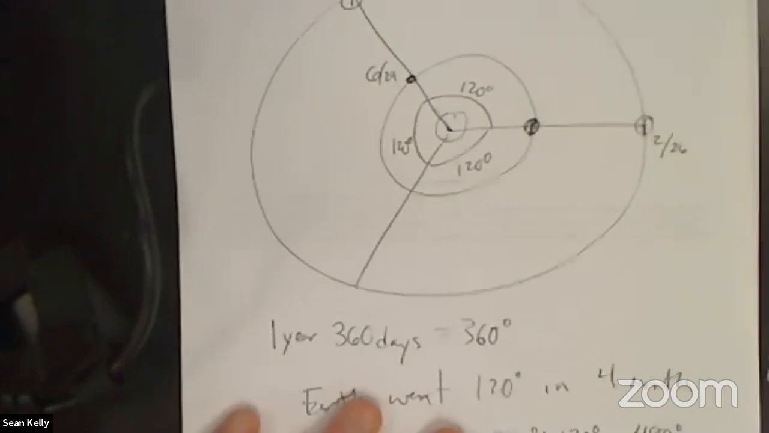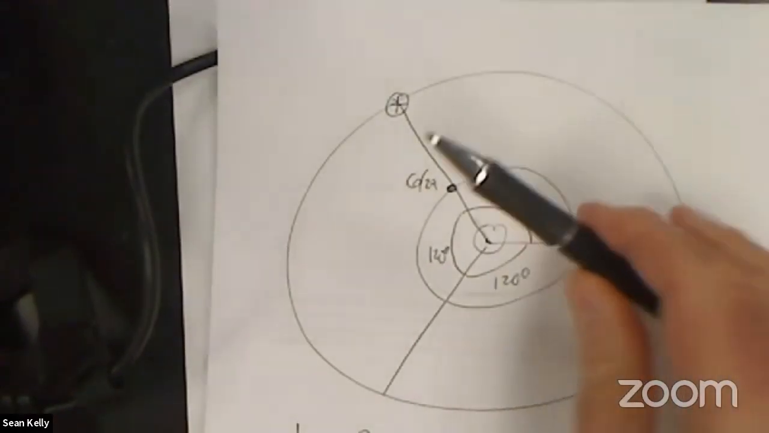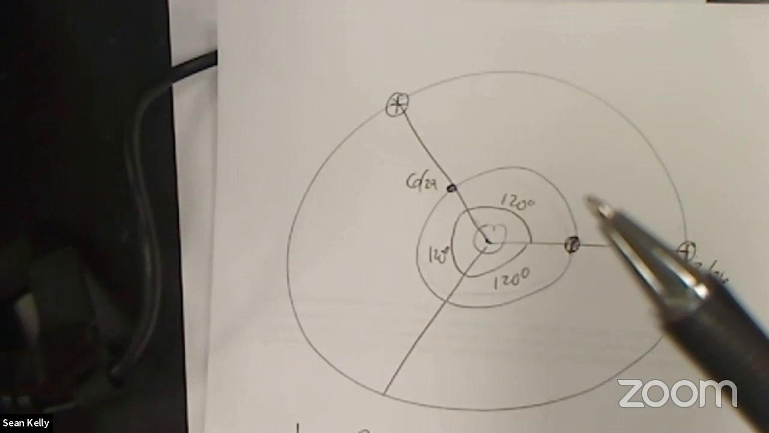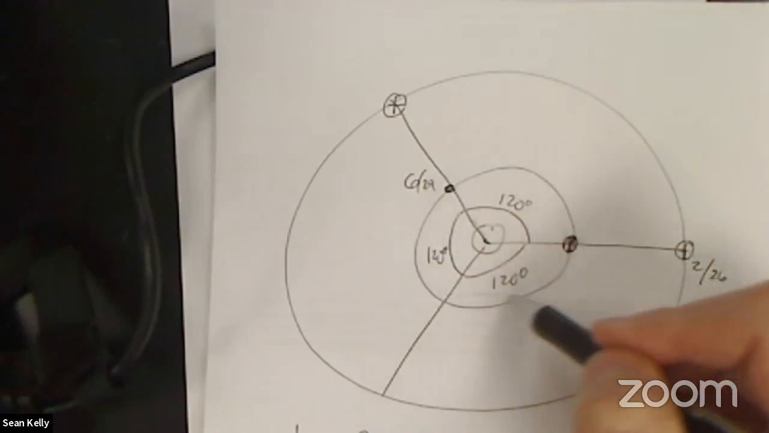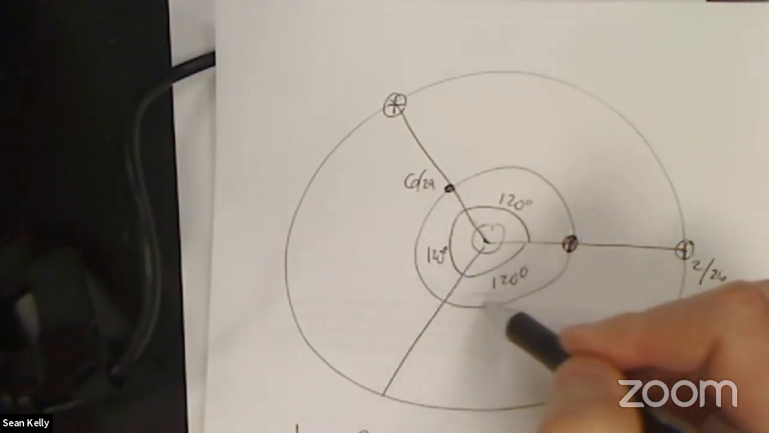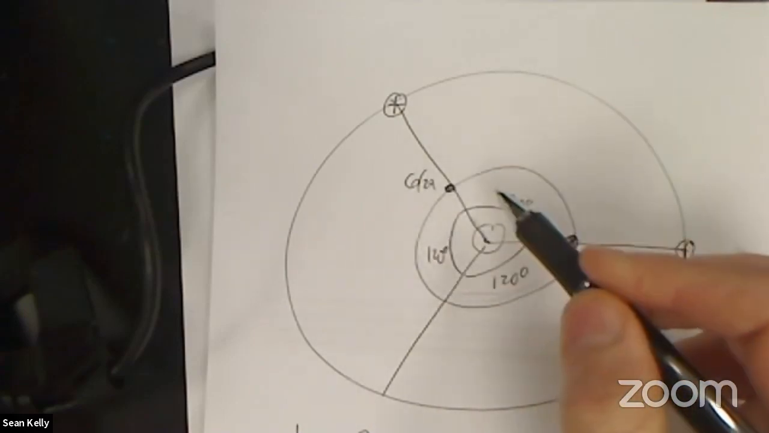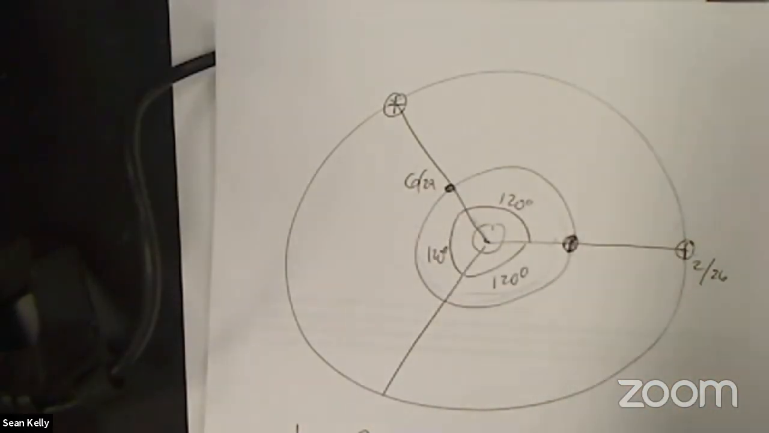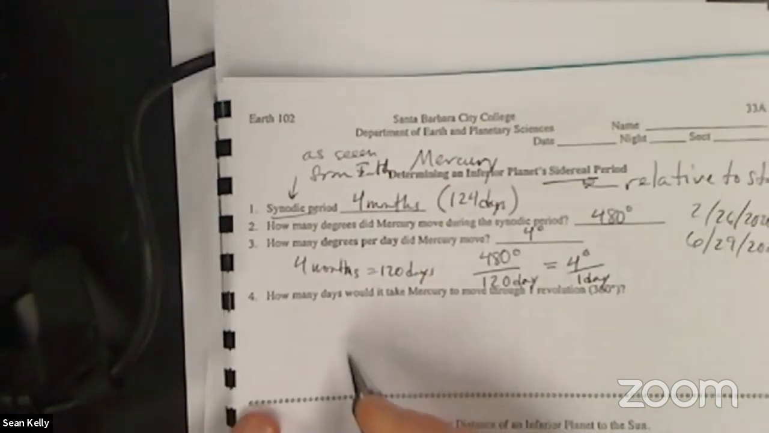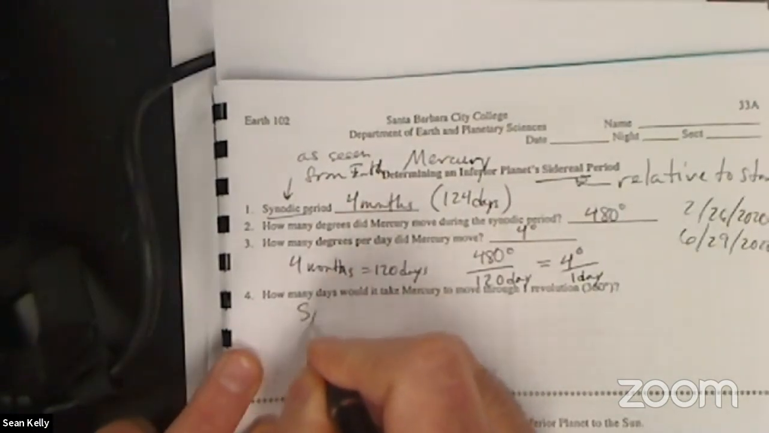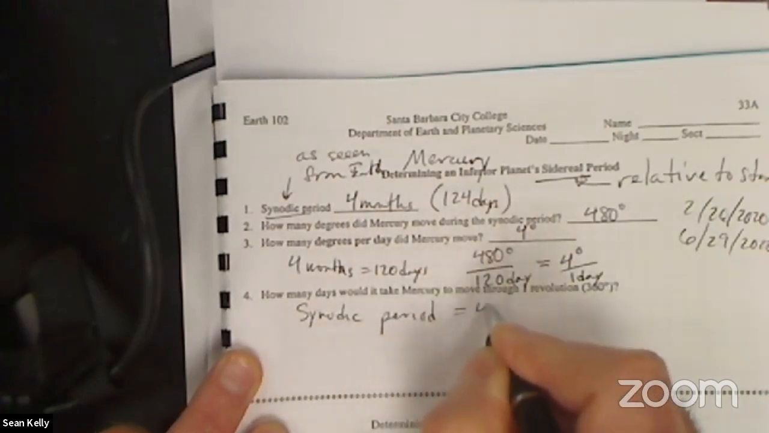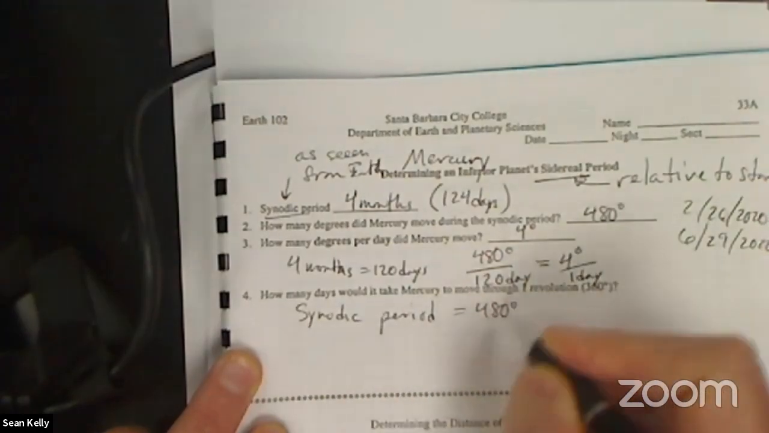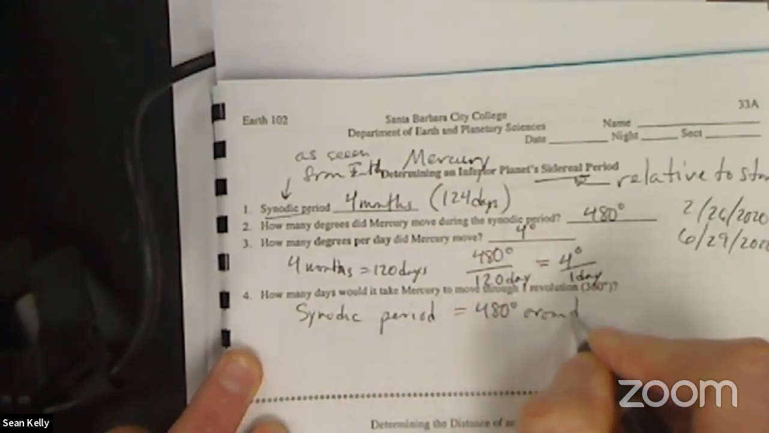So when we look at Mercury, we see it from the point of view of the Earth. But what if we could hover above the solar system, right? And we could watch Mercury do 1 orbit around the sun. The time it takes Mercury to go 1 orbit relative to the stars is called the what period? The sidereal period. So the synodic period was 480 degrees, right, around the sun.